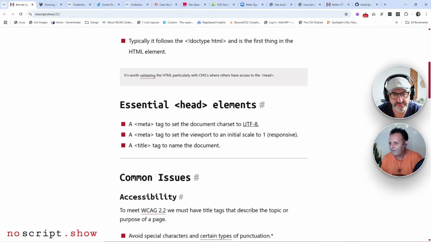These 3 things that we really must have in there, and that's a meta tag to set the document's character set to UTF-8. Oh, which, David, come on. What does that mean? He says, well, because you can't see it on the screen there, but I'm hovering over it because I put it in here. It means Unicode Transformation Format 8-bit.